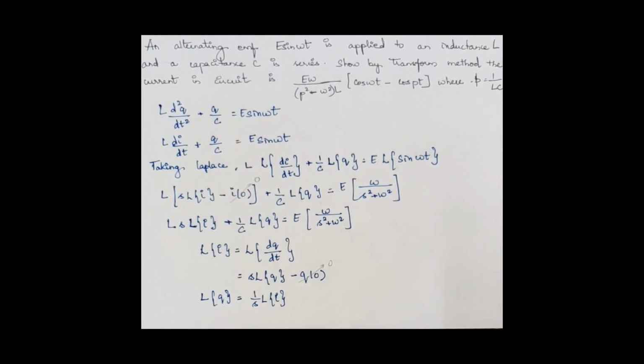Here's an application-based question. An alternating EMF E sin omega t is applied to an inductance L and a capacitance C in series. Show by transform method the current in the circuit is E omega divided by (P square minus omega square) into L into (cos omega t minus cos pt), where P is given by 1 by LC.